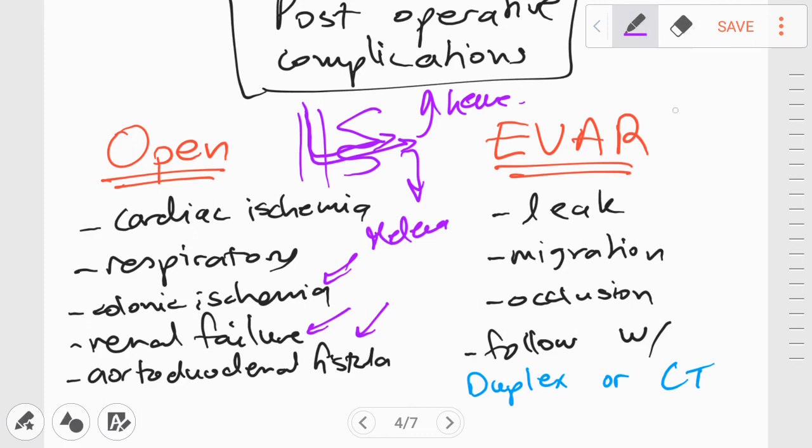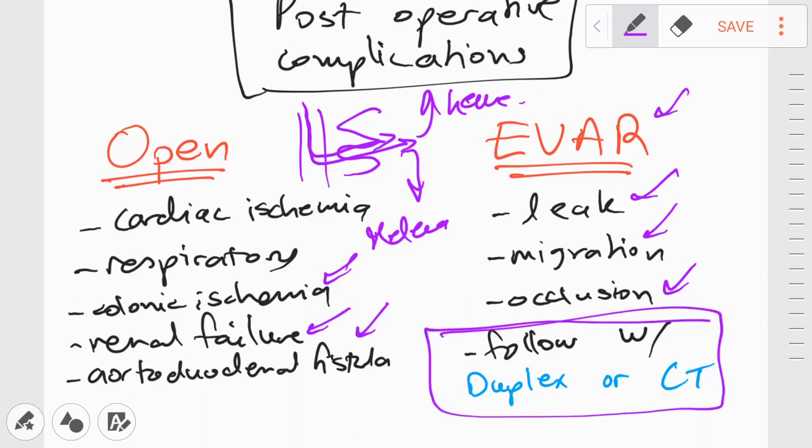And as for the complications of endovascular repair, you can either get a leak of the stent, you can get the migration of the stent, which means that the stent itself moved from the place that you placed it in. You can have occlusion of the stent itself, it could get thrombosed. And the idea is, in endovascular aneurysmal repair, we have to make sure that we follow up the patient using duplex scanning or CT scanning.